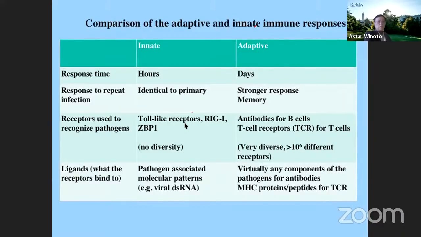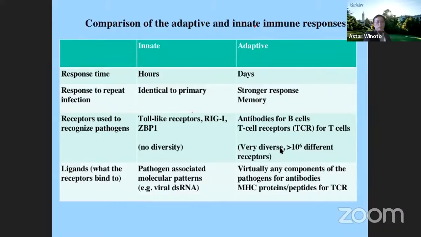So toll-like receptor in, let's say, one dendritic cell is the same as the toll-like receptor in a second dendritic cell, a third dendritic cell, etc. But for the B cell, it's different. Each B cell has its own very unique antibody. And same thing with T cell. Each T cell has a T cell receptor, and it's also unique for that T cell.